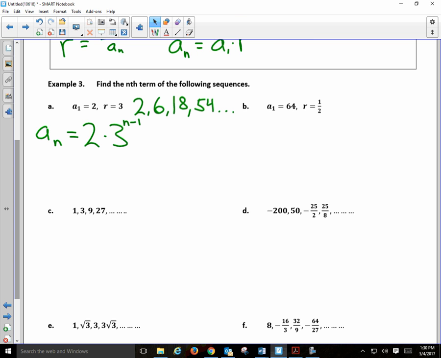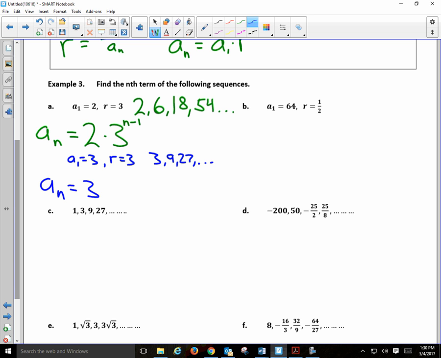But what if we changed it? What if we said a sub 1 is 3 and r is 3? That means the first term would be 3, and then 9, and then 27, and so on and so forth. Kind of like what we had before, right? So you're going to have a sub n is equal to 3 times 3 to the n minus 1.